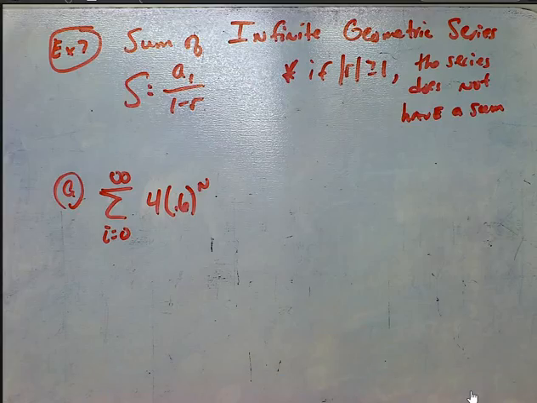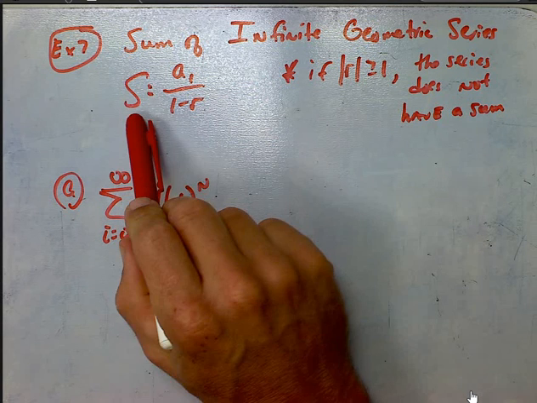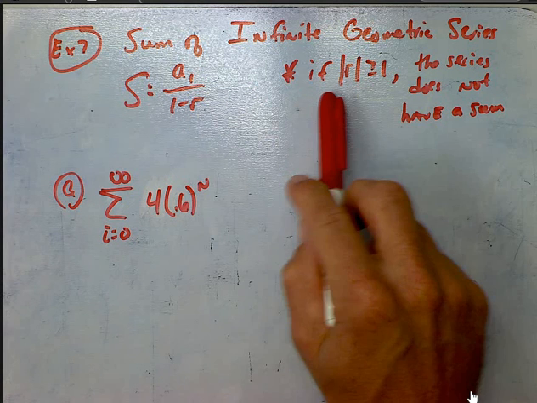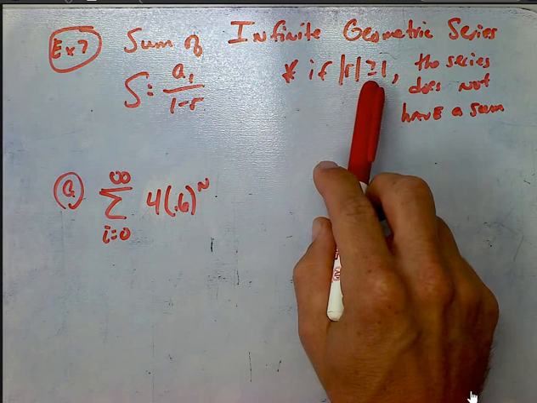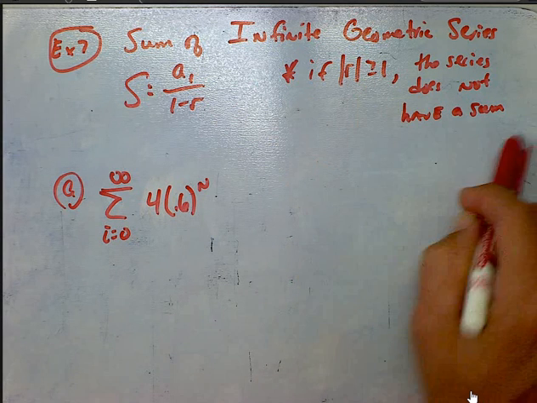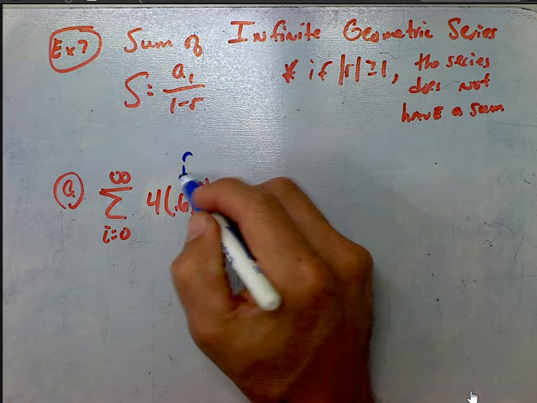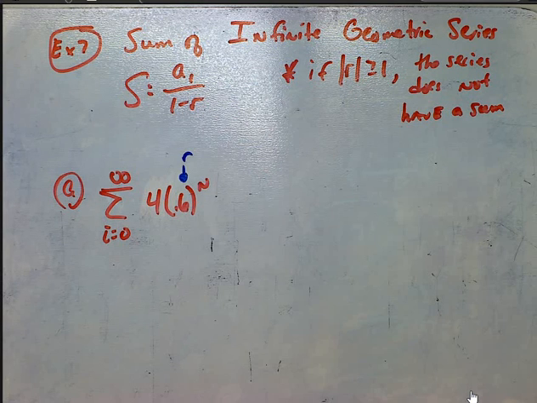Okay, example 7 shows the sum of an infinite geometric series, and the sum of the infinite geometric series is a1 over 1 minus r. Note that if the absolute value of r is greater than or equal to 1, meaning not a fraction, the series does not have a sum. So here in part A, we know that r is 0.6, so it will have a sum.